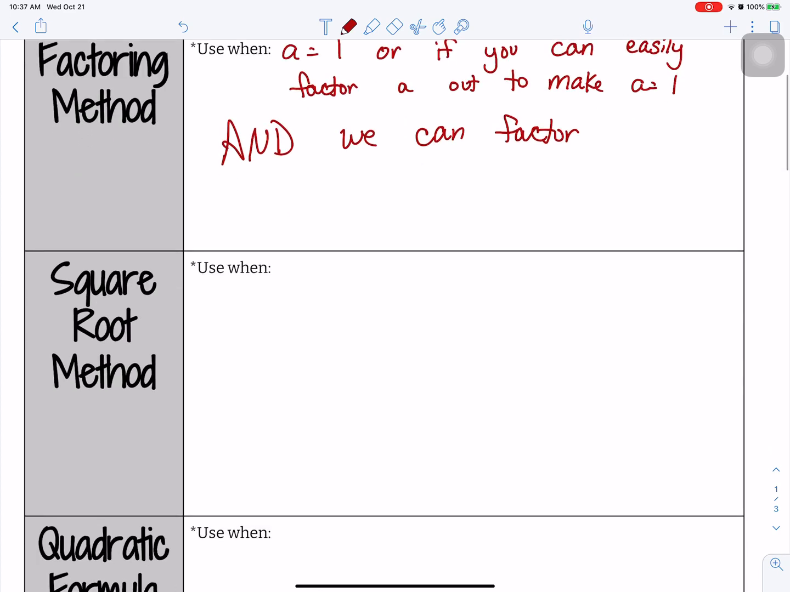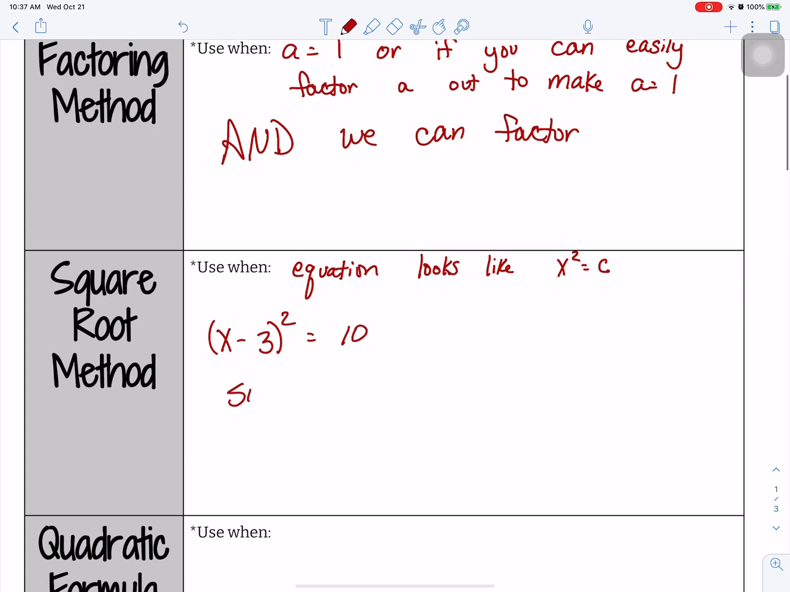The square root method is used when the equation looks like x squared equals, and this is going to be any sort of number, so we'll just say a c, and an example would be x minus 3 squared equals 10. That's when we could use this particular method, because we're going to be able to solve by taking a square root.